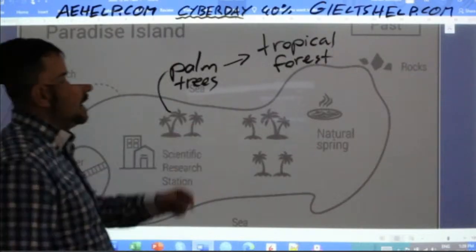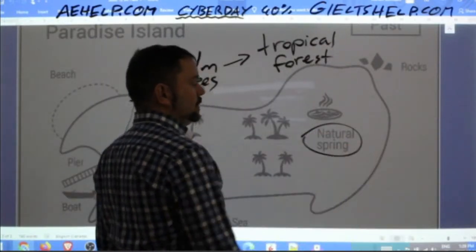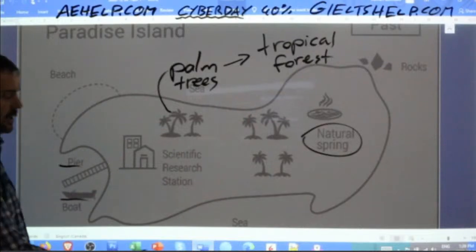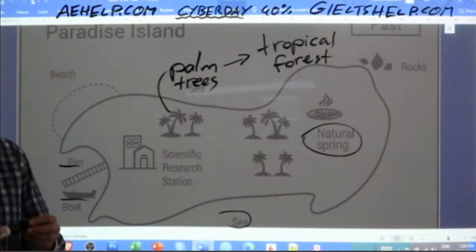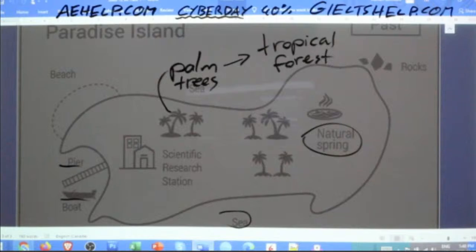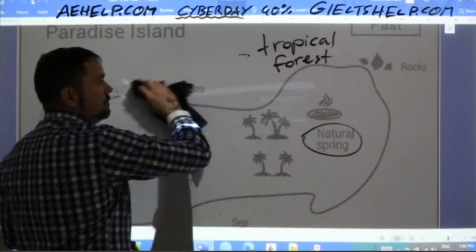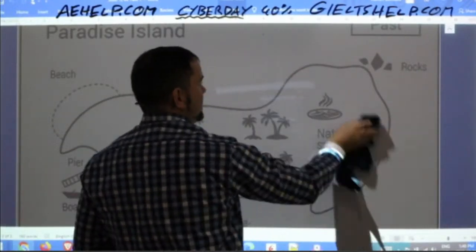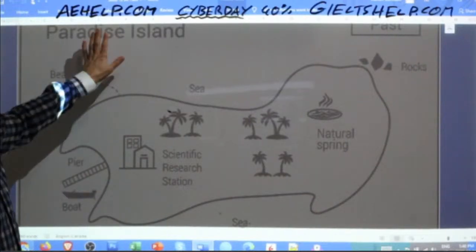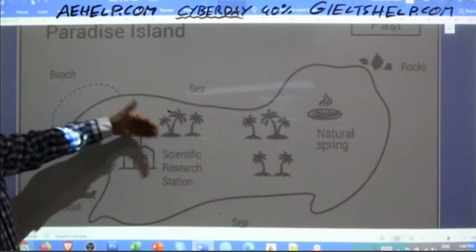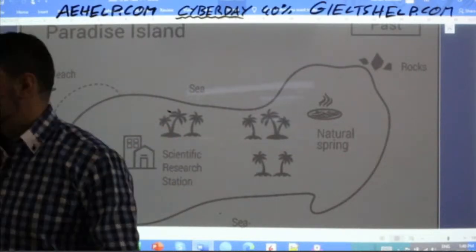So just a tropical forest is fine. Okay, so we have that. We have a natural spring here, which is fantastic. And we have a scientific research station. Then we have a pier with a boat and the sea. Okay, good. So that's looking good. We've processed that. Of course, this is happening very quickly when you're looking at this in the real exam. I'm just emphasizing the details here, and importantly, the processing stages. So top left to right, top down, and thinking of vocabulary as I'm looking at this, all right?